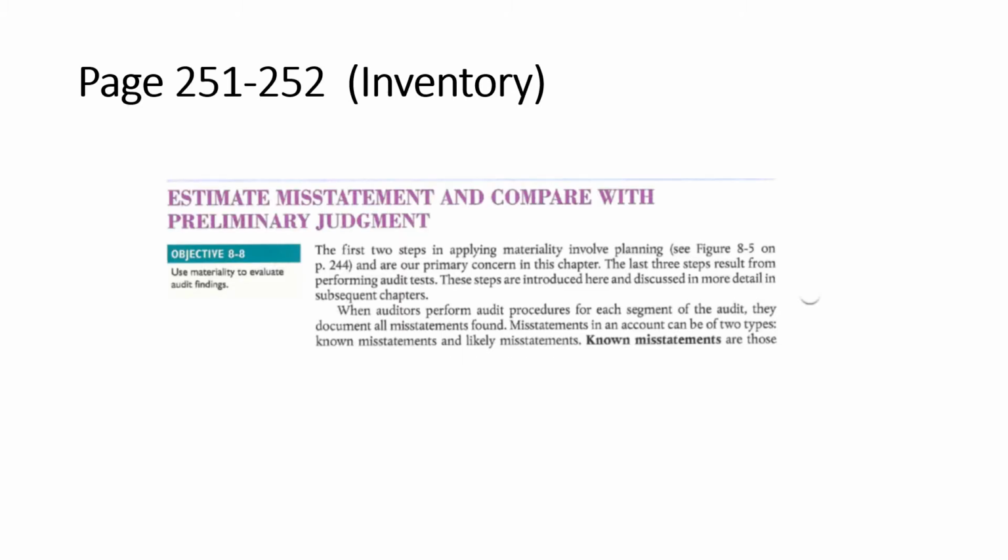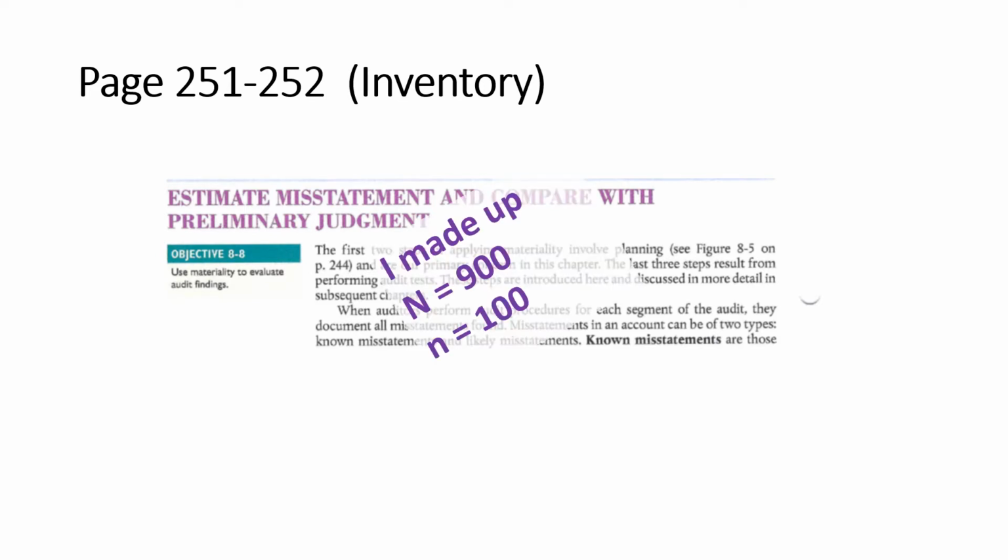Now, read the textbook, but there's one important thing I've added. I made up that the inventory has 900 items in it, and we're going to take a sample of 100. That's nowhere in the book. That's not in the teacher's manual. Ted just made it up. We're going to pretend that there's 900 items in inventory, and we're going to take a sample of 100 of them.